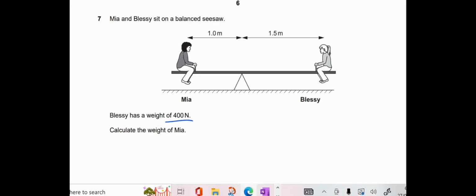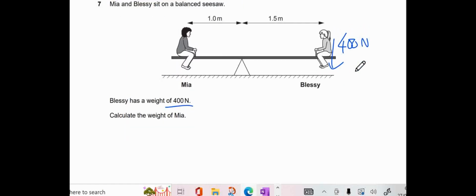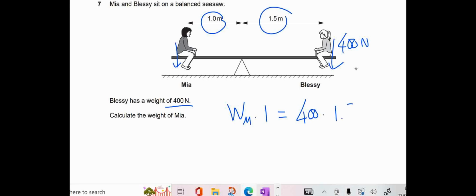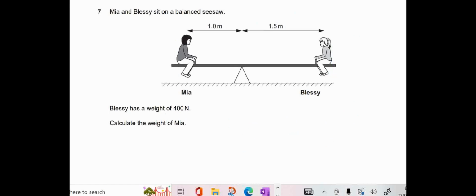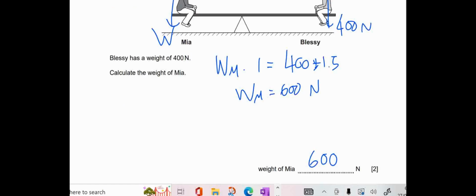Since Leslie's weight is 400 Newton, so Mia's weight times the distance, which is 1 meter, equals 400 times the distance, which is 1.5. Then we get the weight for Mia is 400 times 1.5. It is 600 Newton. So it's 600 Newton. That will be our answer.